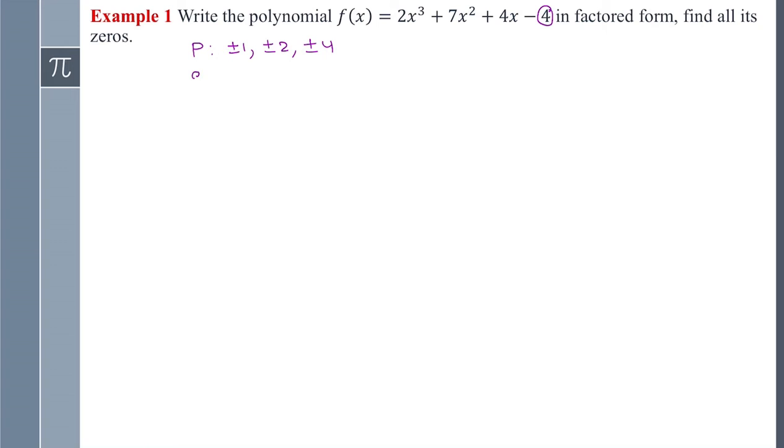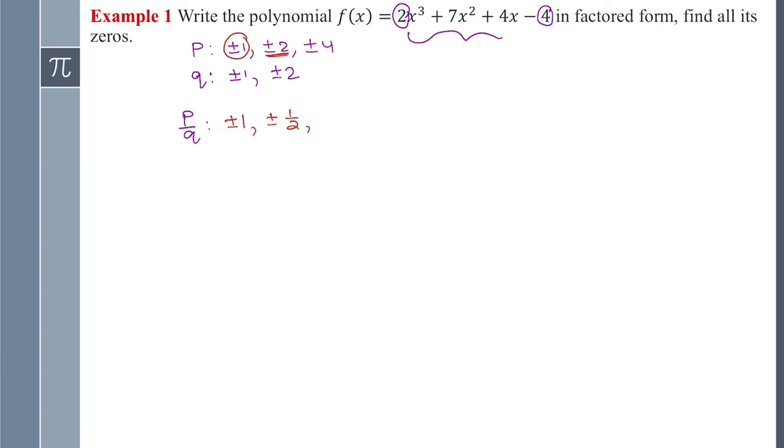Similarly, we'll write q. q represents the factor of the leading coefficient. So the factors of 2 are positive negative 1 and then positive negative 2. Now, all the rational zeros for this polynomial are given by p over q. That means we'll divide p by q. If we take the first p that we have here, positive negative 1, and divide by positive negative 1, we just get positive negative 1. And if we divide 1 by 2, we get positive or negative 1 half.